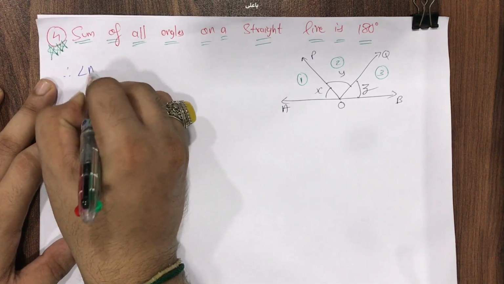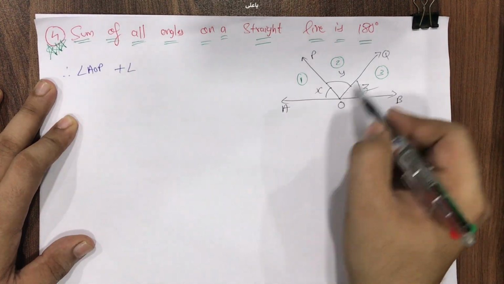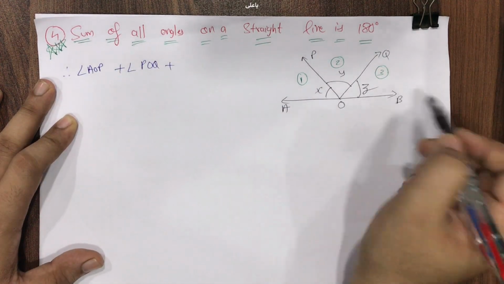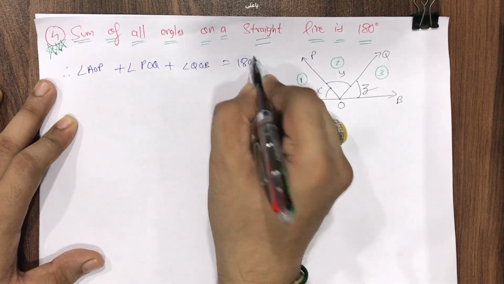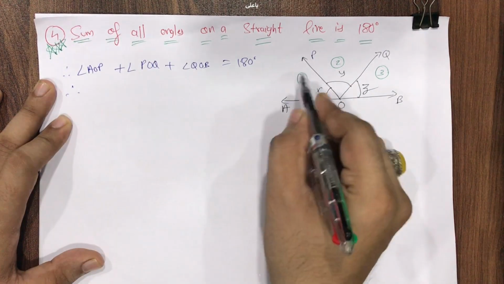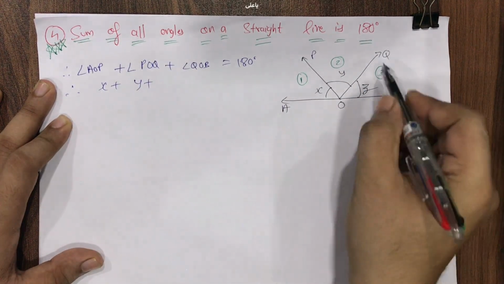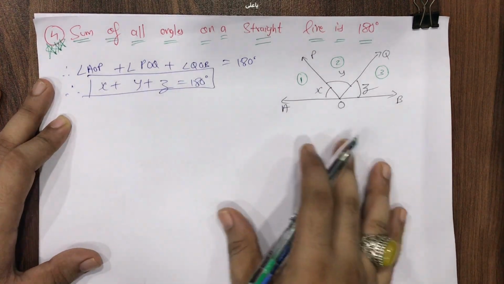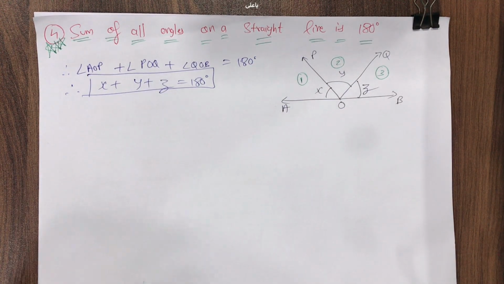Okay, so therefore angle AOP, you can also write as POA, plus angle POQ, you can also write as QOP, plus angle QOB, you can also write as BOQ, is equal to 180 degree. And the reason this line will come. So therefore angle AOP is X, plus POQ is Y, plus QOB is Z is equal to 180 degree. This is what we achieved. It was just an example to explain you all. Please pause the video, students, and do this much, and then we'll start with some very basic questions.